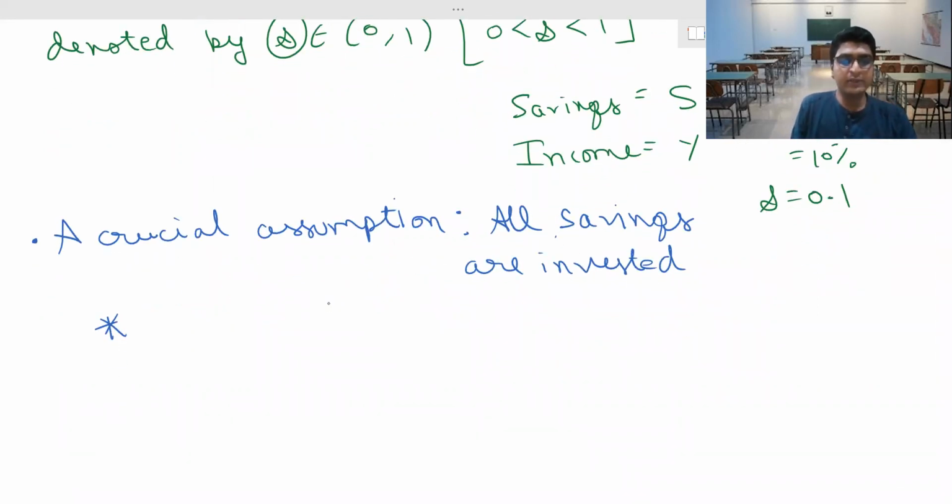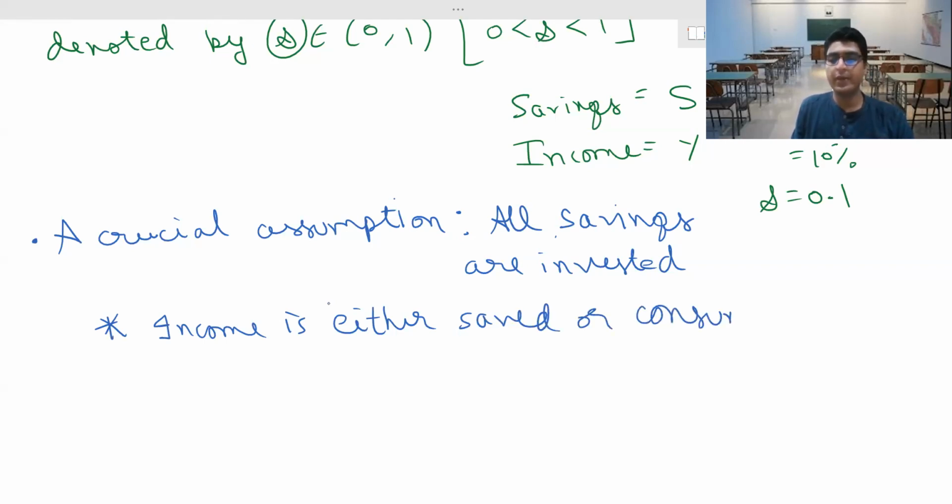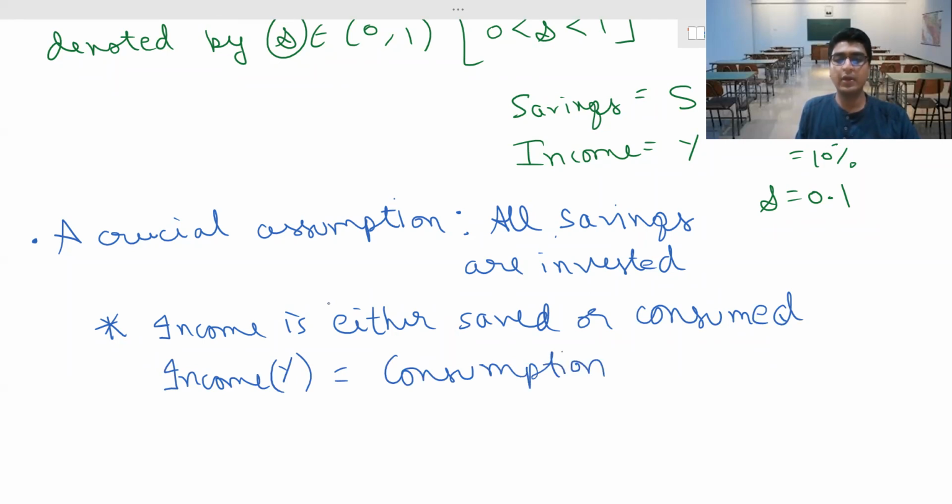Now an important point, which is very obvious, is that income is either saved or it is consumed, right? Either you save income or you consume it by doing some kind of expenditure. So income, that is Y, is equal to consumption plus savings. Okay, Y is equal to C plus S.